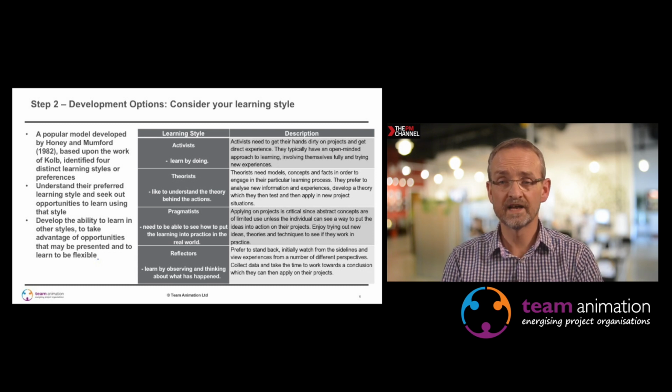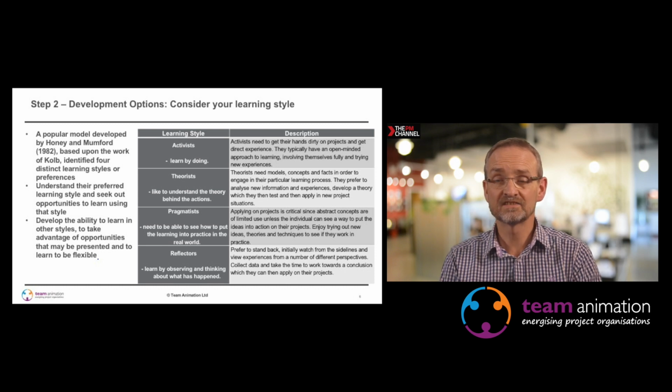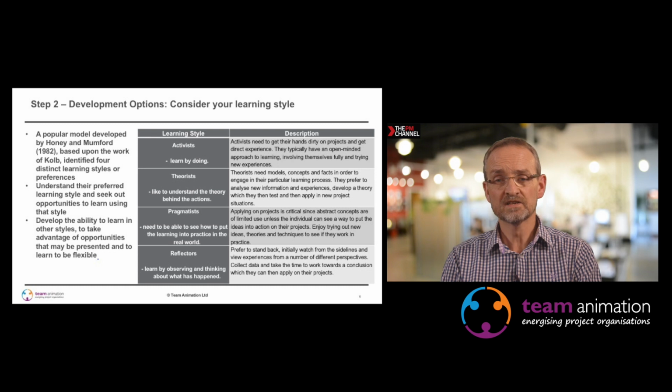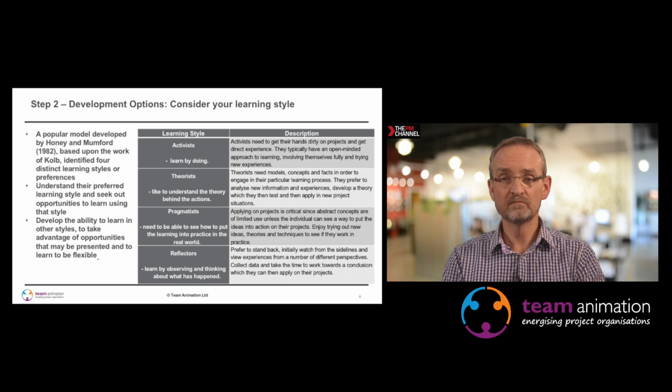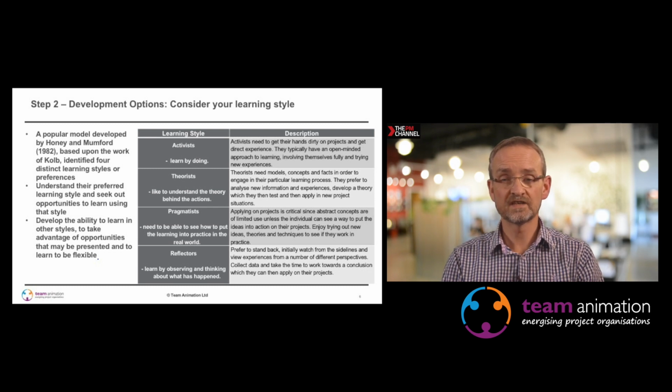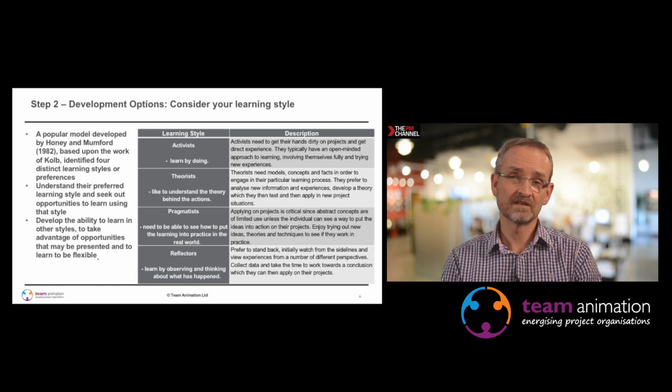Let's take one of them, the activists. Activists need to get their hands dirty on projects and get direct experience. They typically have an open-minded approach to learning, involving themselves fully, trying new experiences. So that's one particular learning style that someone could have. If that's your strength, you may then think, well, I can't do that all the time. You may have to look at different approaches like theorist, pragmatist, and reflector. So look through this. You may want to stop the video and have a little look at this slide in detail, and just think about the other approaches that you can take. Again, a sign of being a great project leader is being adaptable.